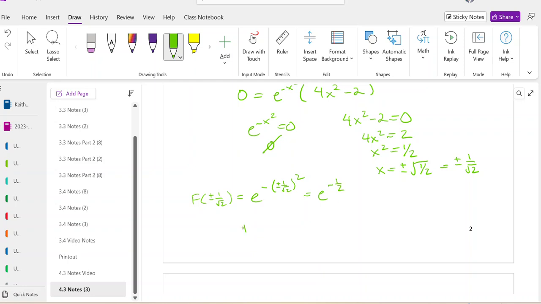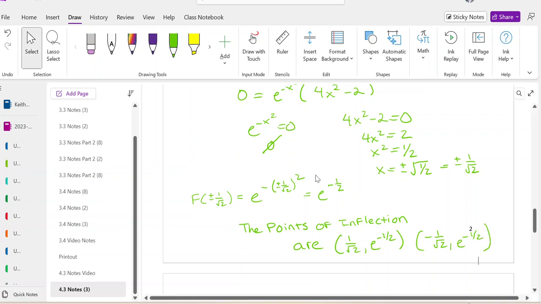So the points of inflection are 1 over the square root of 2, e to the negative 1/2, and negative 1 over the square root of 2, e to the negative 1/2. Those are the 2 points of inflection.